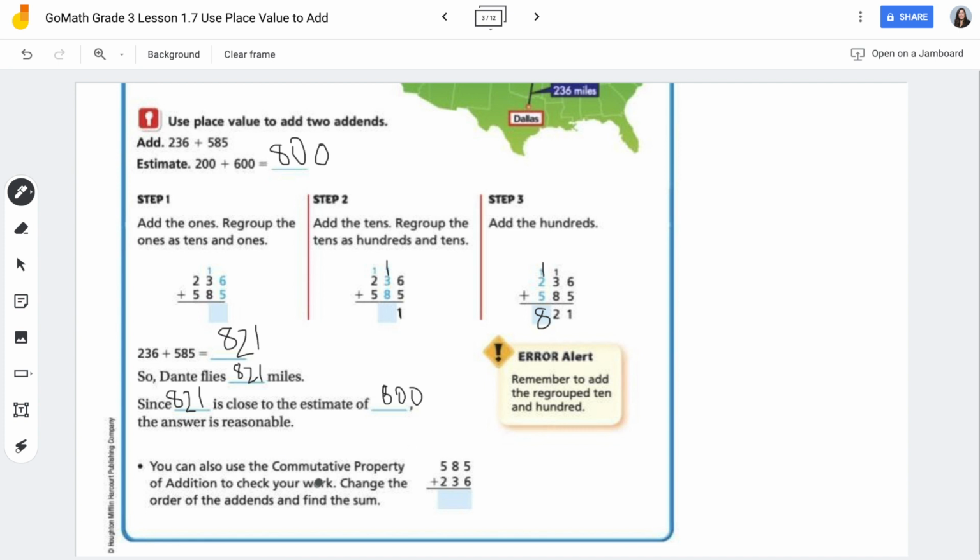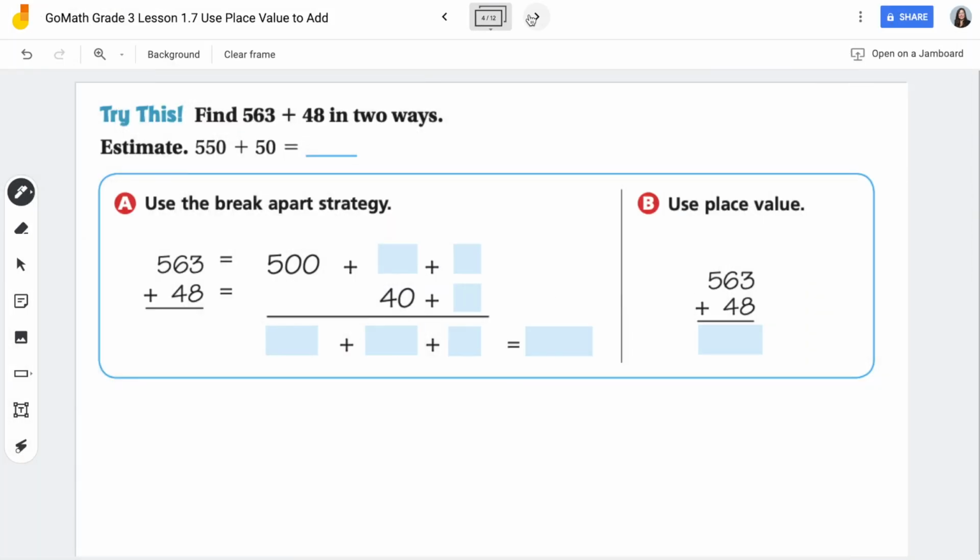You can also use the commutative property of addition that Ms. Cohn talked about earlier this week on Tuesday to check your work. So change the order of the addends and find the sum. That commutative property gives you a second way to double check your work. The estimate gives you one way, and you can do the commutative property to do the other. So 821. So that checks. They match. All right.